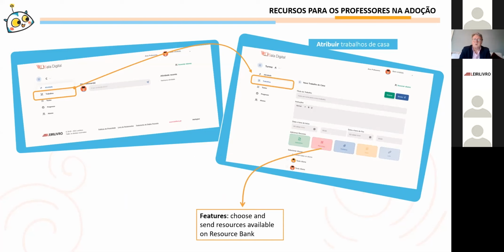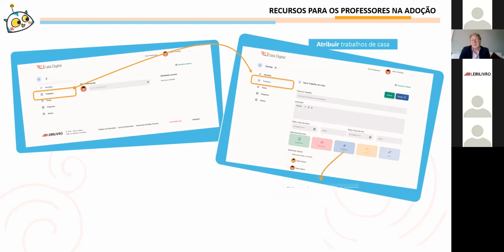Okay, you can choose to send them extra resources that are available within the resources bank. It could be all types of things, more songs, videos, small texts, anything, things that you've put there yourself, things that you've developed yourself, anything that is within the resources bank that we give you, and files that you've made that you want to share with the students.